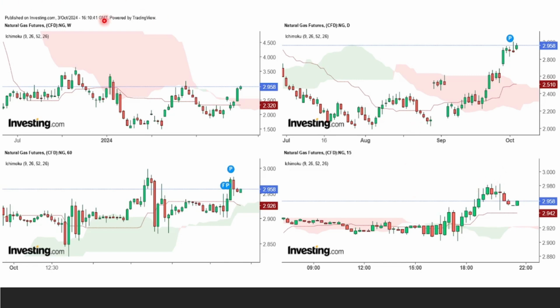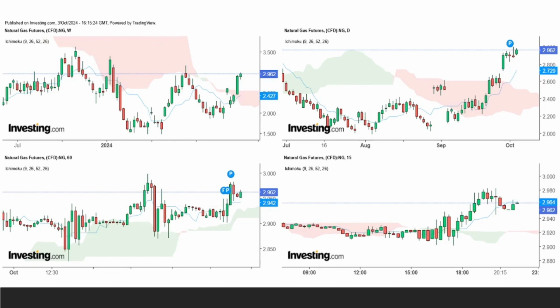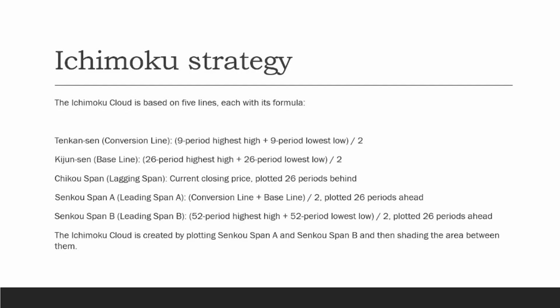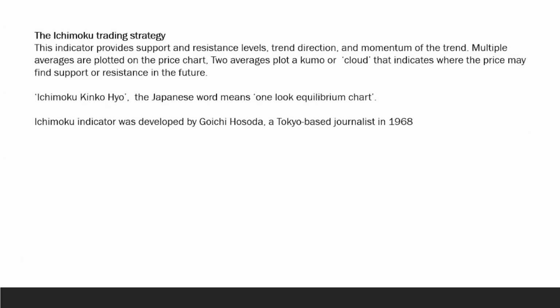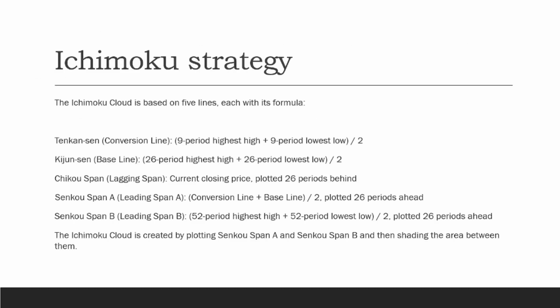Now let us go back to the next line, the Chikou Span line or lagging span line.